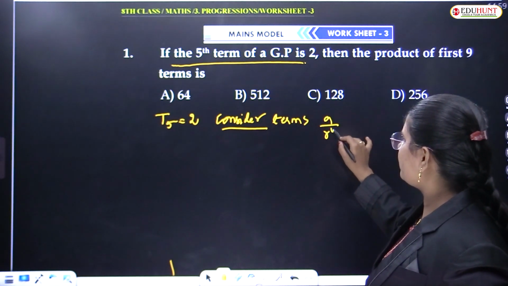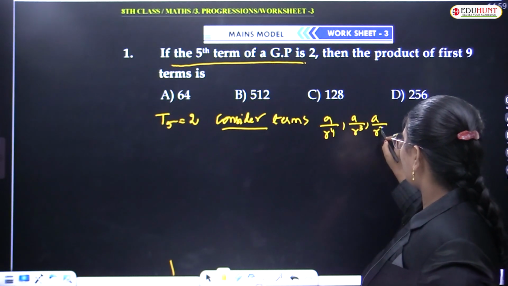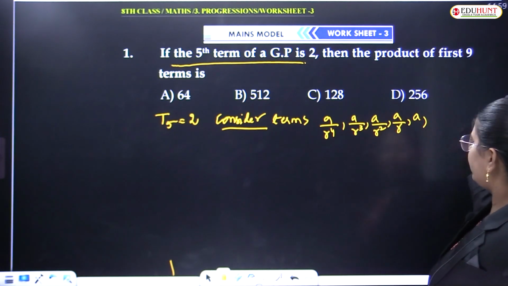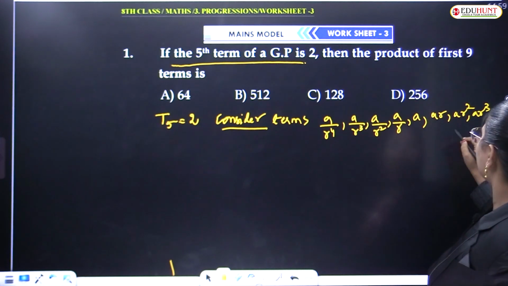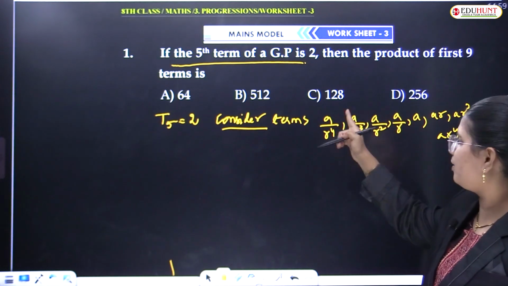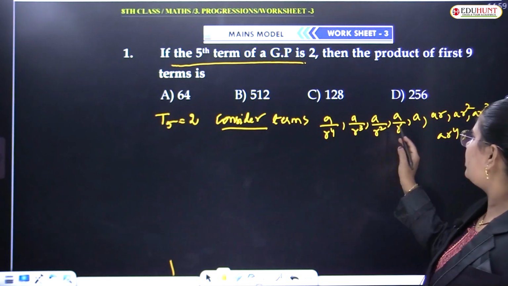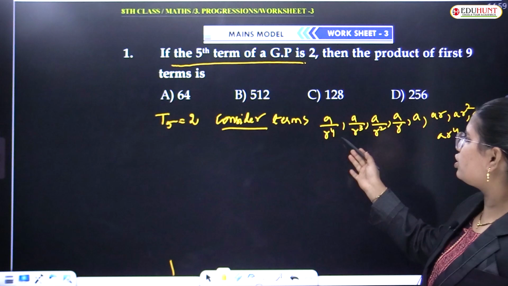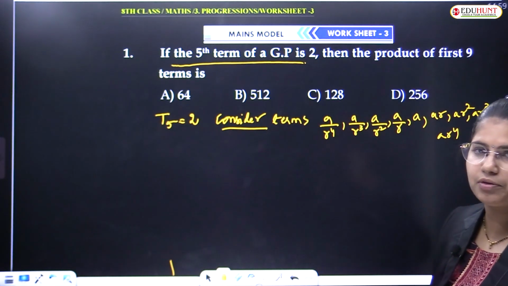a by r power 4, a by r power 3, a by r square, a by r, a. Next all terms will be like ar, ar square, ar cube, ar power 4. Why am I taking these type of terms? If you take a common ratio, ar by a, T2 by T1, what is the common ratio? R. Here also you will be getting the same thing. A will get cancelled. R power 4 by R power 3, you will be left over with R.